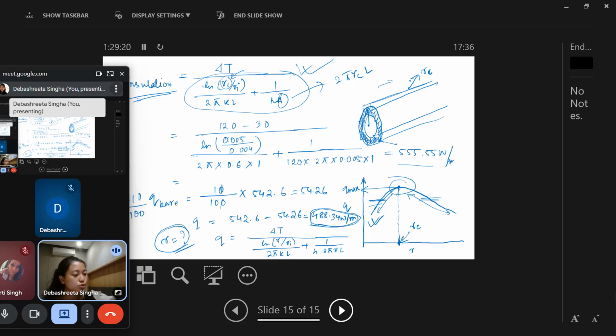Now from this you know everything. Delta T is 210 minus 30. Then Ri is 0.004. K you know, L is 1. Then h also we know, and 2 pi L again we know. So here also there is R, here also there is R. So this is not that easy to find out because it is inside the ln. So we have to find it out by trial and error method. After finding it by trial and error, this R comes out to be around, sorry, 0.0095 meter.